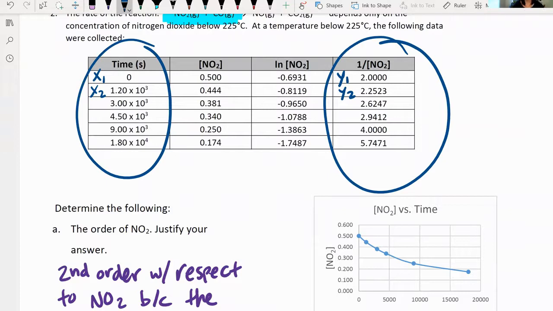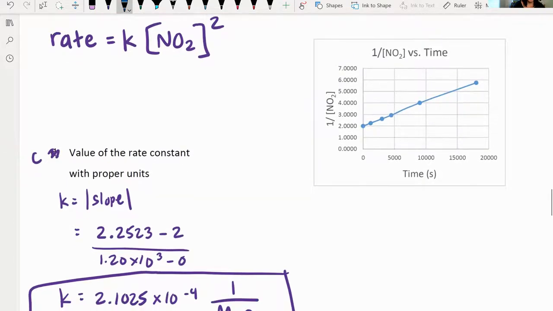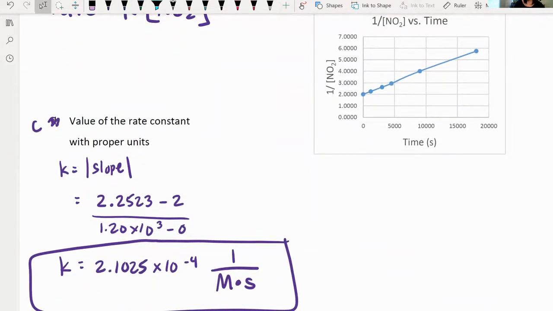And so we're going to do y2 minus y1 divided by x2 minus x1, calculating rise over run. And so here's my work for that. Going to get a k value of 2.1025 times 10 to the negative 4. Because this is second order, our unit is going to be 1 over molarity to the first, and the unit again is seconds for time.